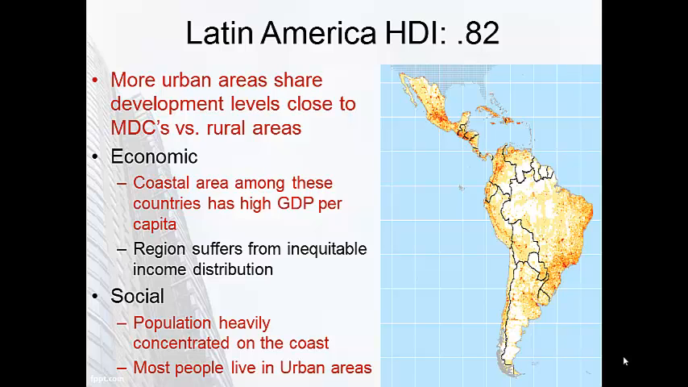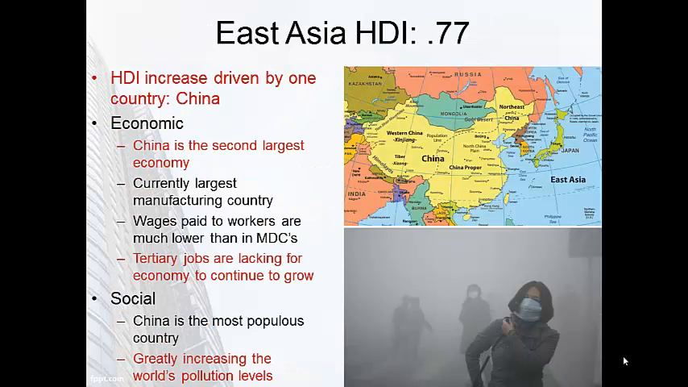On the social aspect, and I just said it before, population is heavily concentrated on the coast, and most people in Latin America live in urban areas. All right, let's jump now to East Asia, and the main driving force behind the HDI score in East Asia is China.